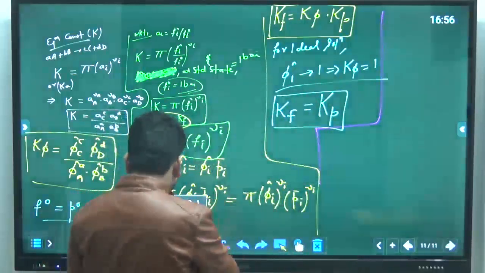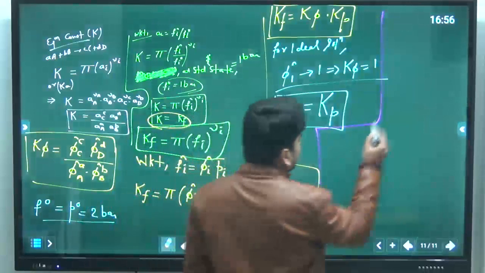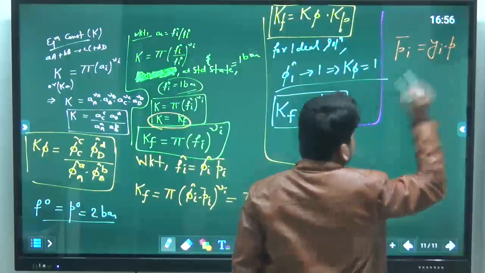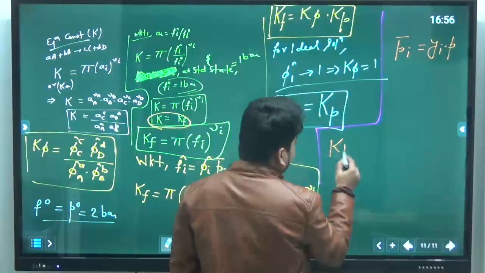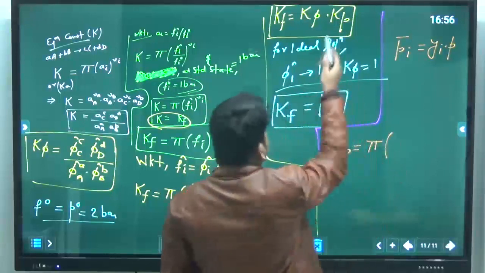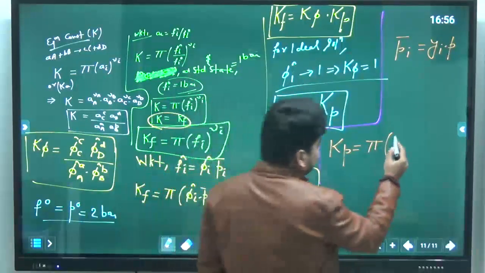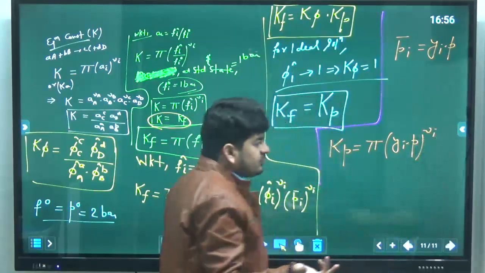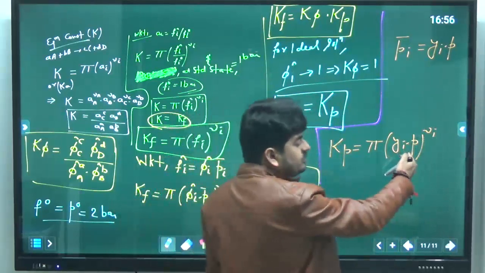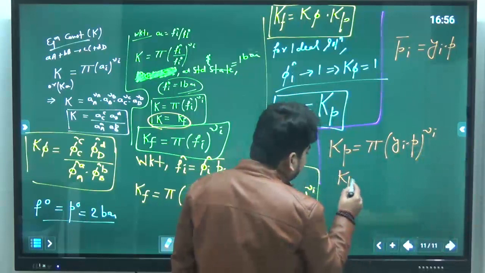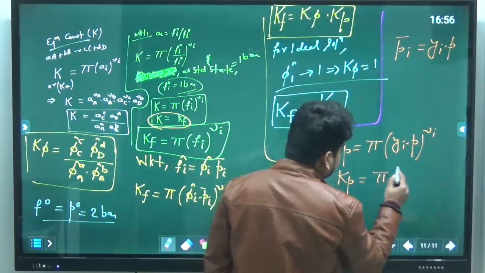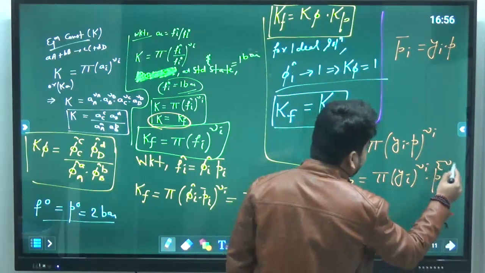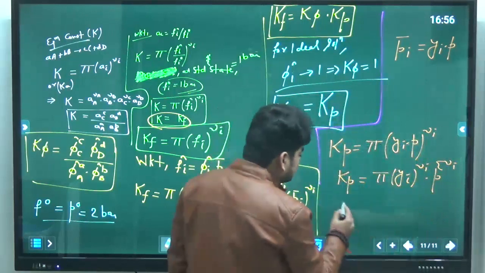Okay, like here if you see, we know that Pi bar is equal to Yi into total pressure. So Kp will be product summation Pi bar, instead of Pi bar just write Yi into total pressure power nu i. And we know that total pressure will be same for all of the components, so you can take total pressure outside this. So Kp will become product summation Yi power nu i into P to the power summation of nu i. All these powers will add obviously.